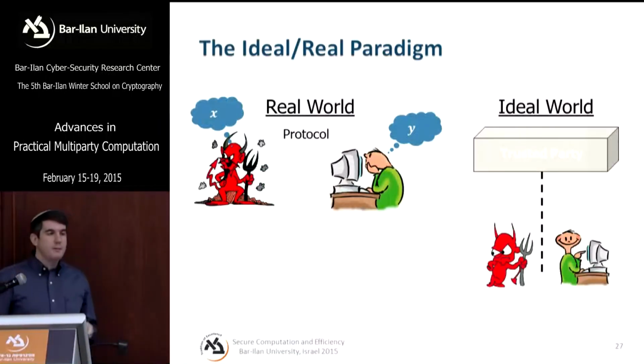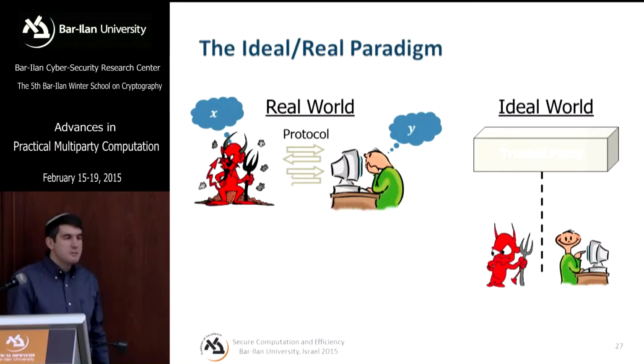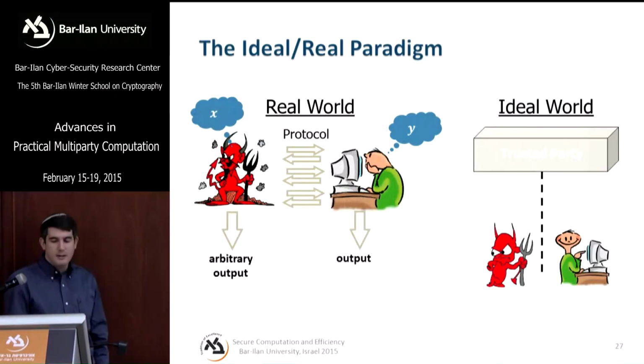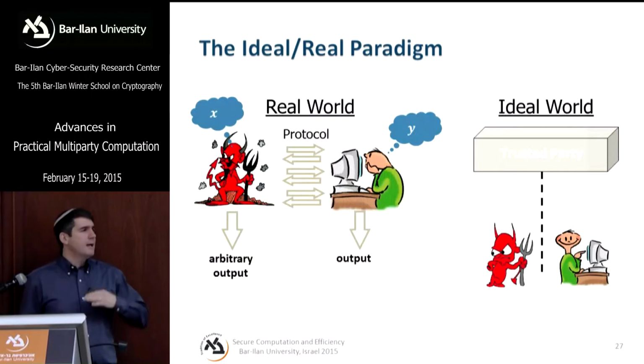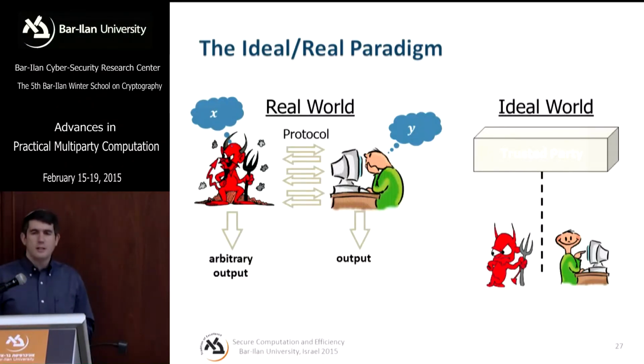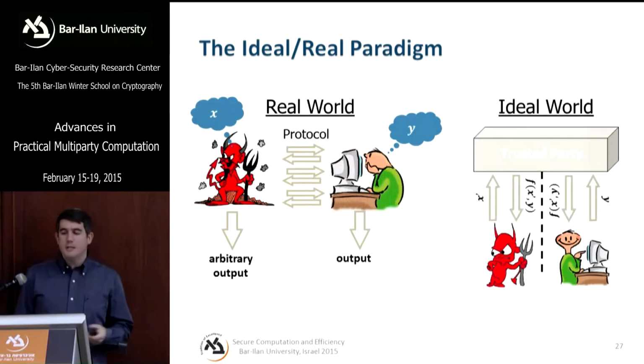So here's graphically, we have the real world, we have this truly adversarial party, not Kung Fu Panda anymore, and he's trying to attack the protocol. He has arbitrary output, which again, without loss of generality, can be its view, but it's now generated by running any arbitrary malicious strategy. We have the honest party's output, and then we look at the ideal world.